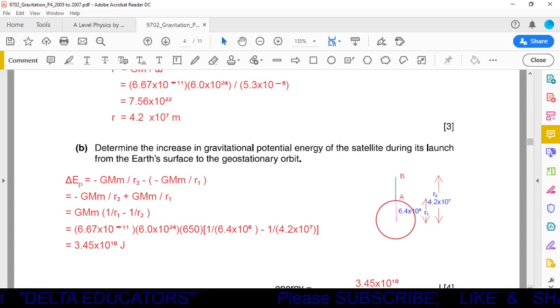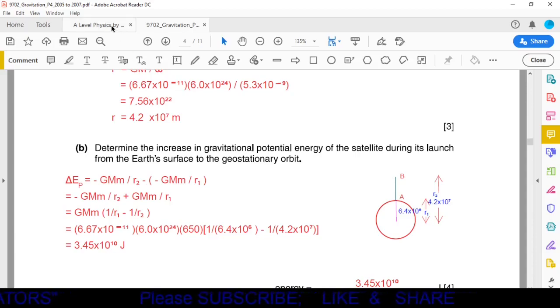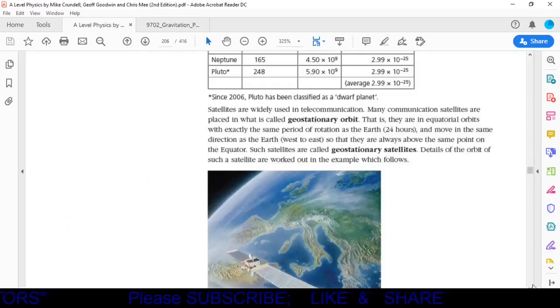Part B. Determine the increase in gravitational potential energy of the satellite during its launch from the Earth's surface to the geostationary orbit. Okay, this point A is Earth's surface and this B is geostationary orbit, and we have to find out the change in gravitational potential energy from A to B. Now, what is the formula for gravitational potential energy?